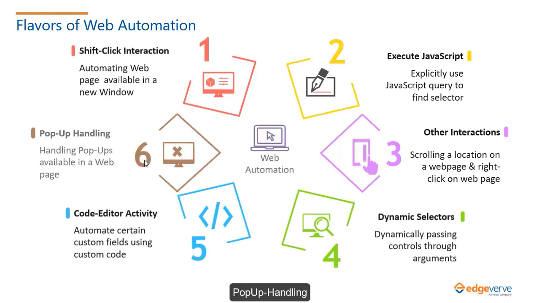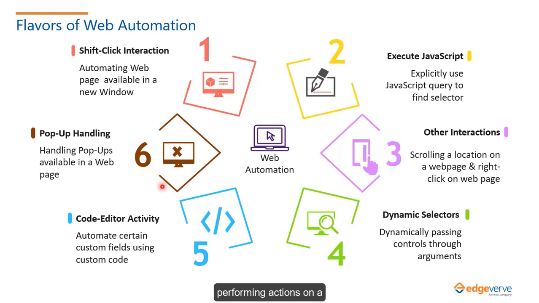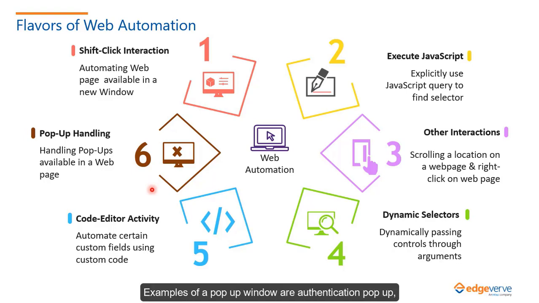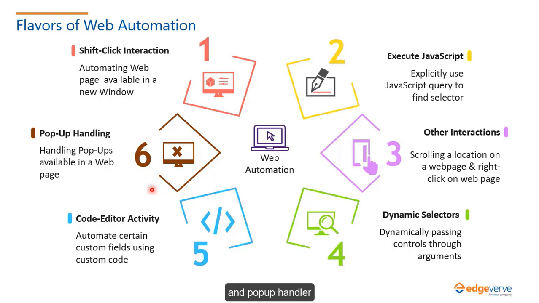Pop-up handling. One can automate performing actions on a pop-up dialog window in front of the web window or an Excel application. Examples of pop-up window are authentication pop-up, confirmation alert, and so on. For handling, we have two activities available in pop-up handler. This activity must be used inside an application activity or the system displays the error.